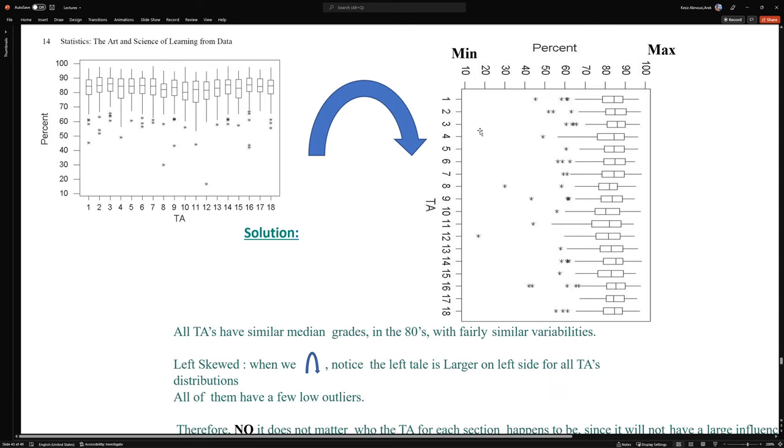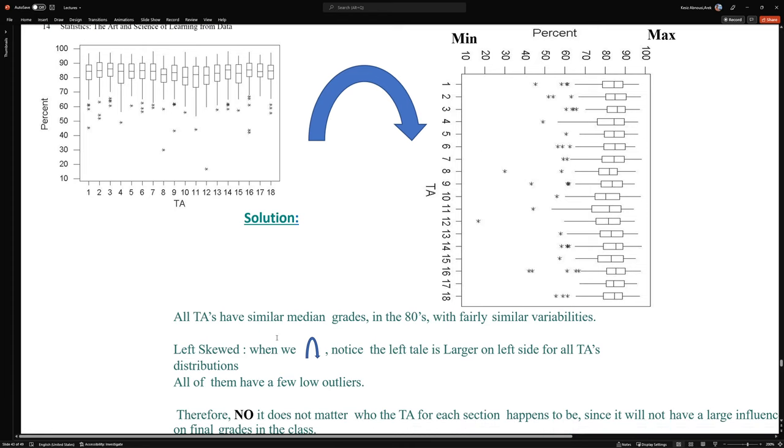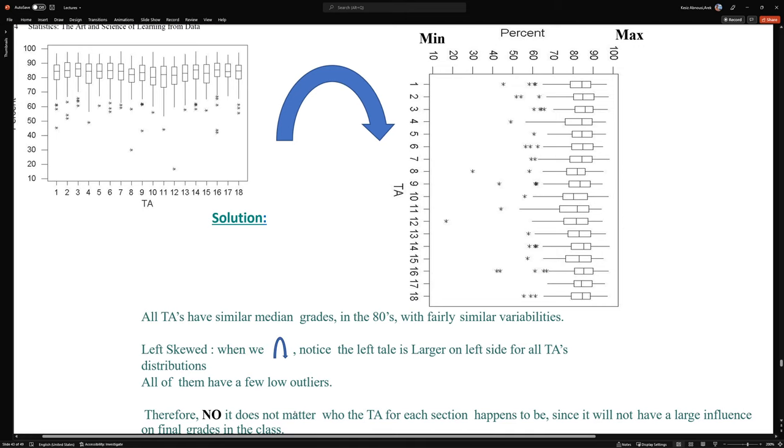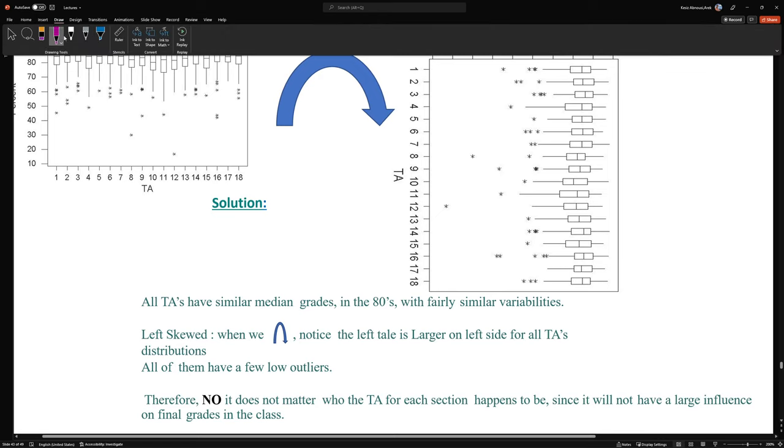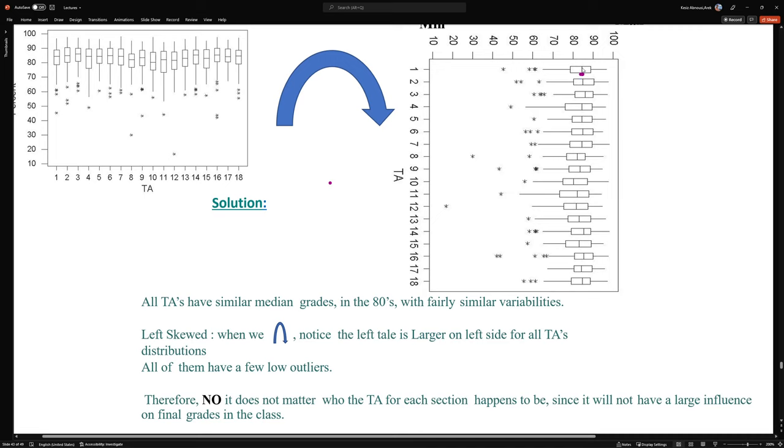So in order to find stuff for this example, we have to reposition, rotate our box plot, because this is the correct way to see it, right? We can notice that all TAs have similar median grades, right? Why? Because the center middle line of the box is over here for all TAs. They are almost similar, all close to the 80s.